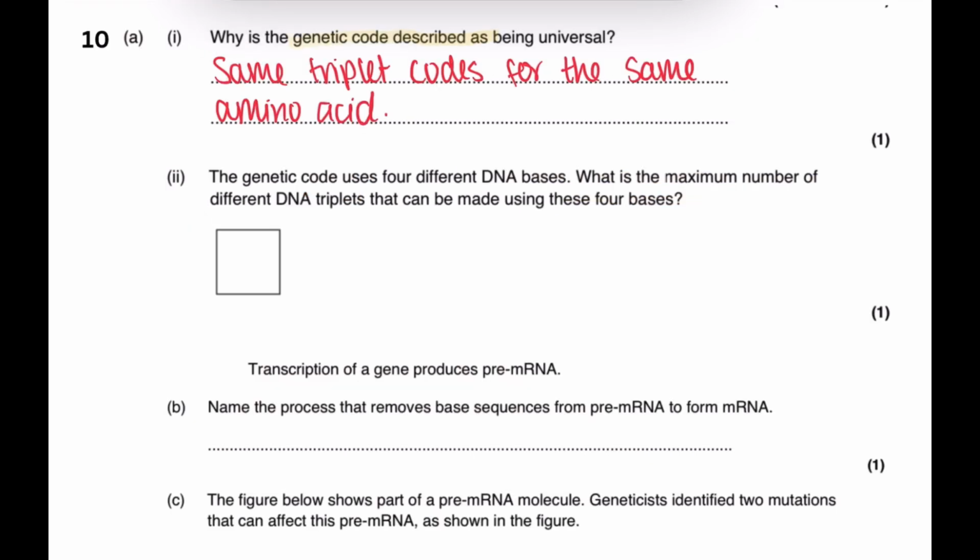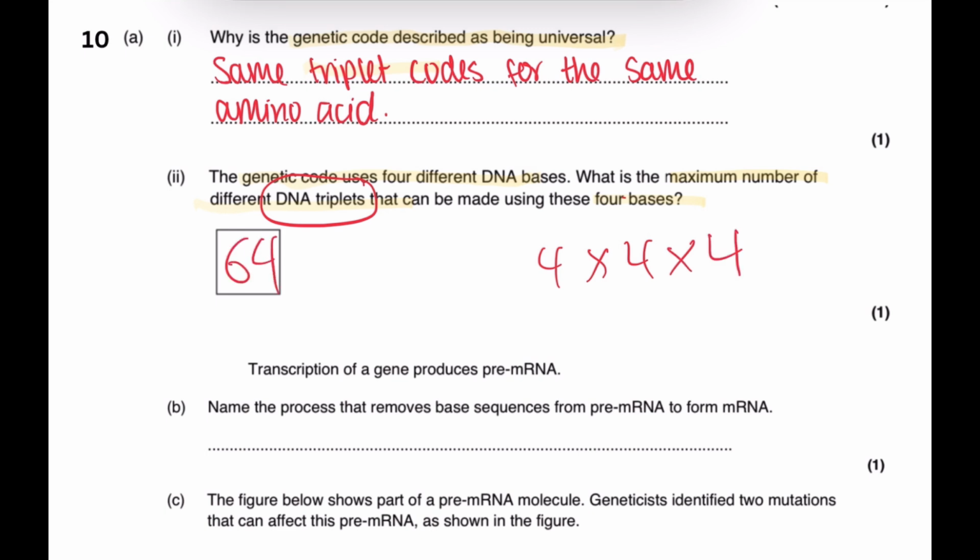10. Why is the genetic code described as being universal? This is because in all organisms, they all have the same DNA with the same triplet codes that all code for the same amino acid in every type of organism. The genetic code uses 4 different DNA bases. What is the maximum number of different DNA triplets that can be made using these 4 bases? All we do, because we know that there are 3 bases in every codon or DNA triplet, is do 4 times 4 times 4. We just multiply them together, and our answer will be 64.